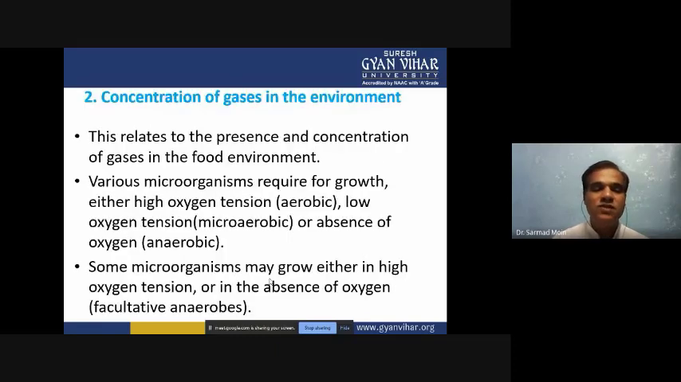And most of these bacteria are spore forming bacteria, because in adverse conditions, if the temperature goes up to 75 or 80 degrees, they will form spores.